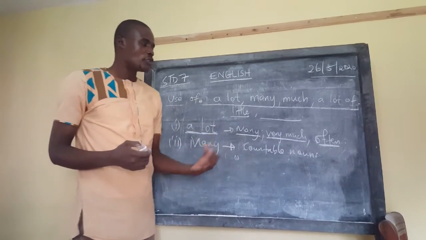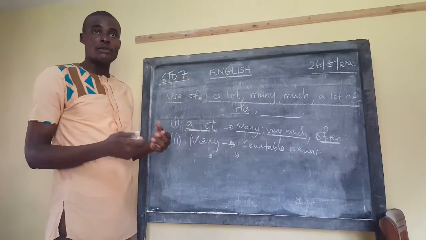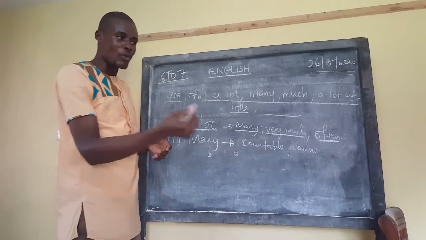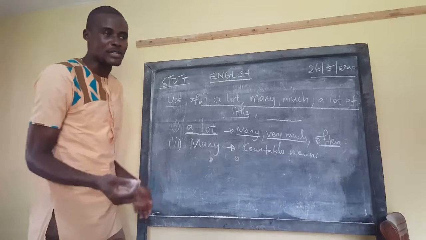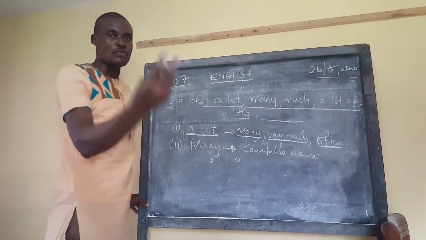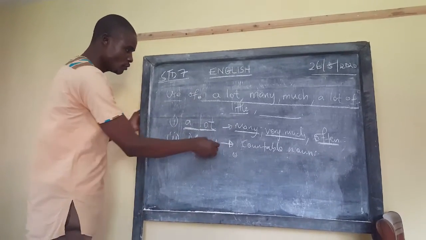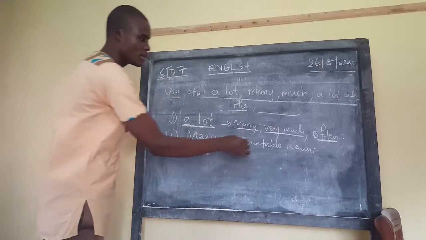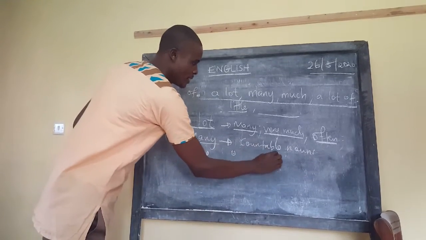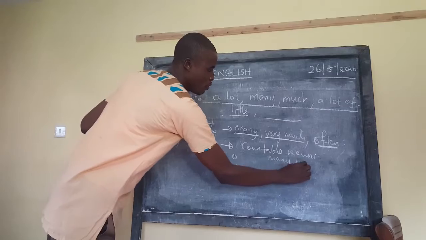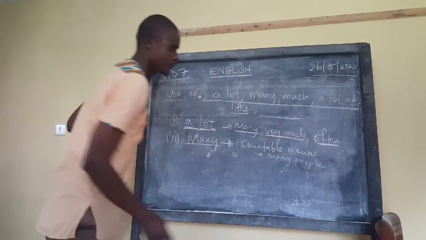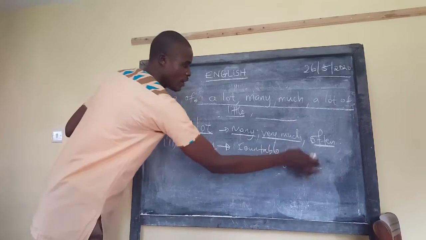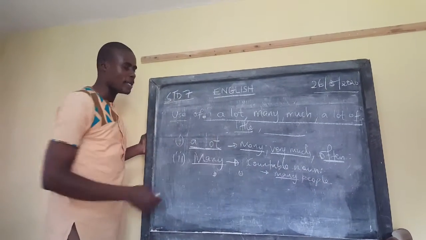Now uncountable nouns. These are things that we can't count. Like sugar. You can't count one sugar to the other. But you can count them in terms of kgs. I have 1 kg of sugar, I have 2 kgs of sugar. So many can only be used with countable nouns like many people. Many people visited my father. Many is used there because we can count these people.